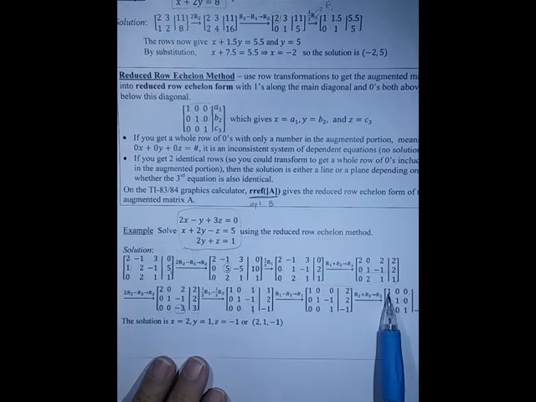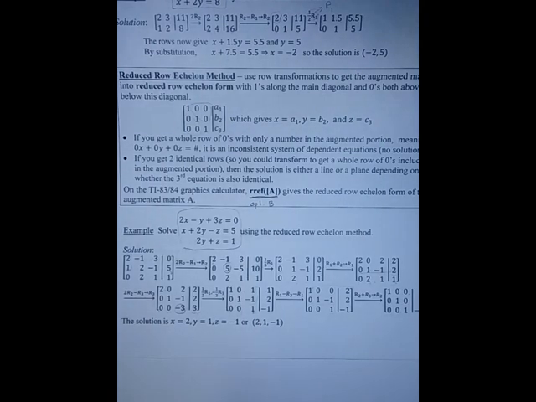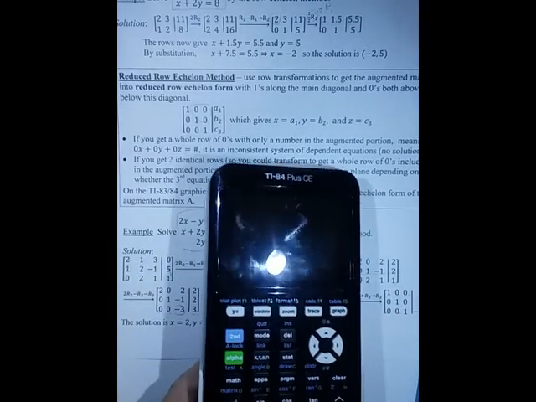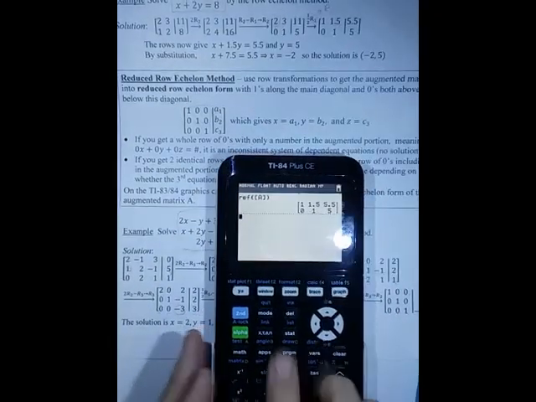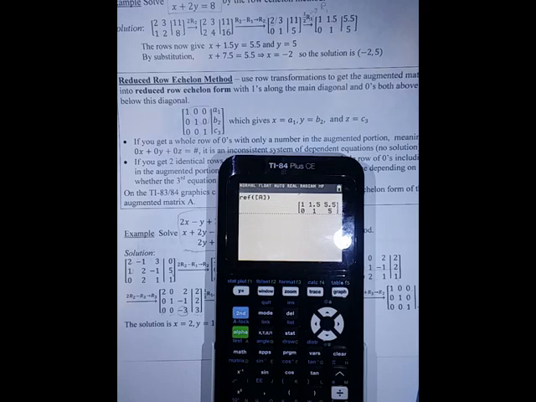And finally, I know that that means x equals 2, y is equal to 1, and z is equal to minus 1. And again, you do it on your calculator in the same way that you did it before. You just now, instead of using REF, you use reduced REF.